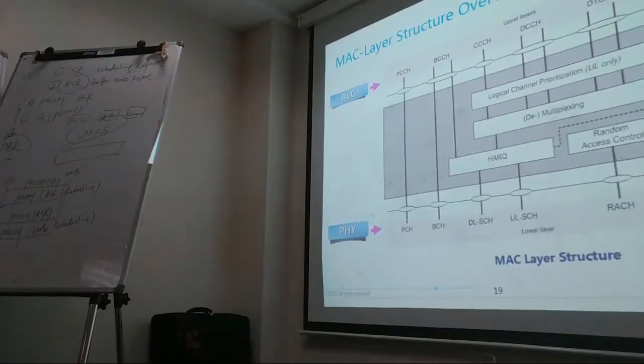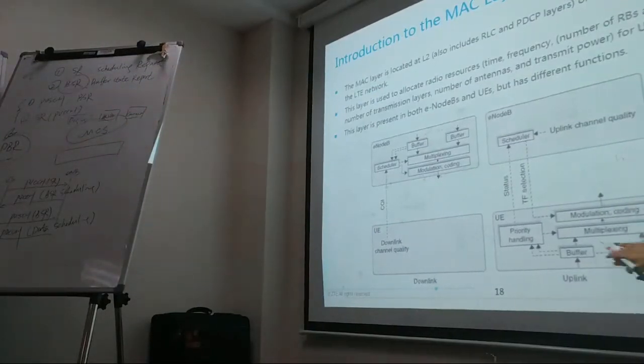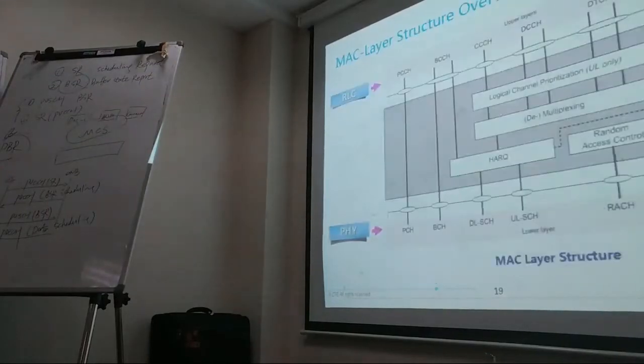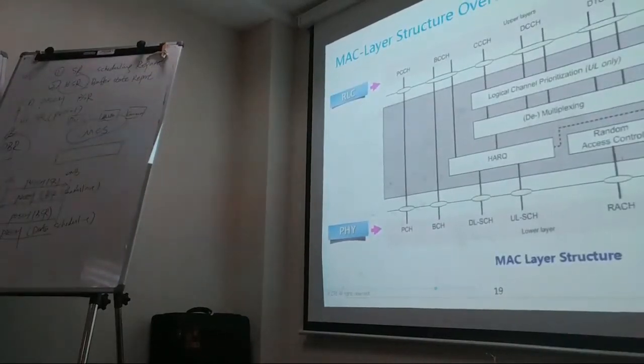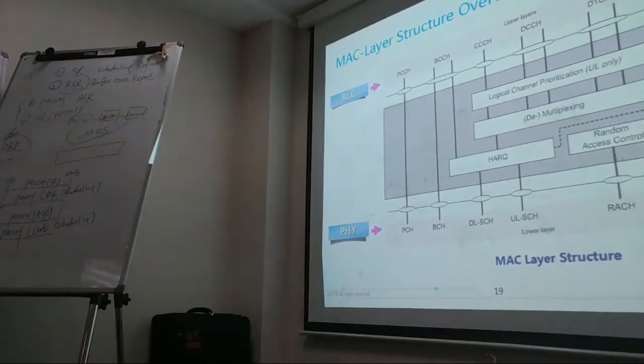So here, this picture also comes from the 3GPP protocol. That is the entity. It contains so many paths, and with these paths it can realize these functions, and this function is related to the channel.